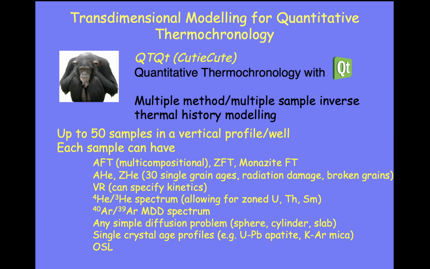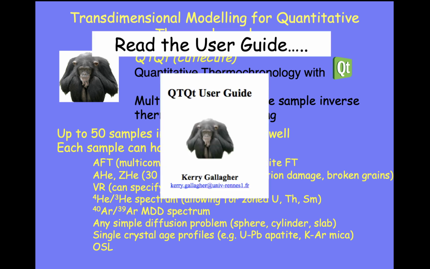So first recommendation, though, is read the user guide. It's about 90 pages long. There's a lot of information in there. It's not the kind of thing you probably read from start to finish, but if you have a particular kind of data, say, for example, apatite helium data, you could look at the section on apatite helium data and see the kind of things that you might want to do, how to deal with them, how to input data, and various other aspects related to particular data types. And if you have a problem, you can always contact me anyway. My email address is there under the chimpanzee.